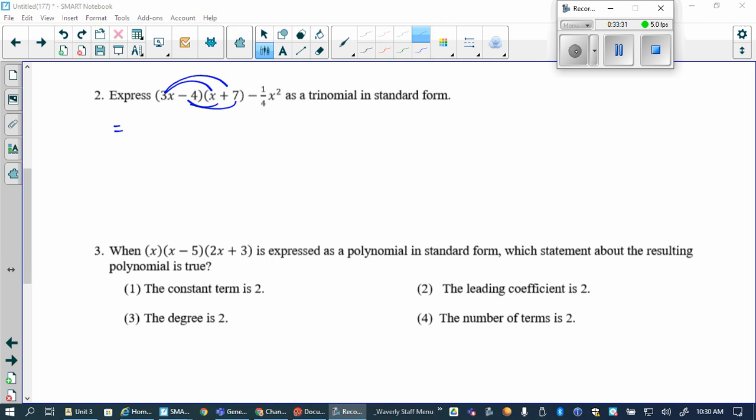So let's see, we should be getting 3x squared plus 21x minus 4x minus 28, then just minus 1/4 x squared, right? Leave it there for now. We good with that part so far, everyone? Sign mistake or something? Sign mistake maybe, or? You've got to be tight with those. So we get 3x squared plus.